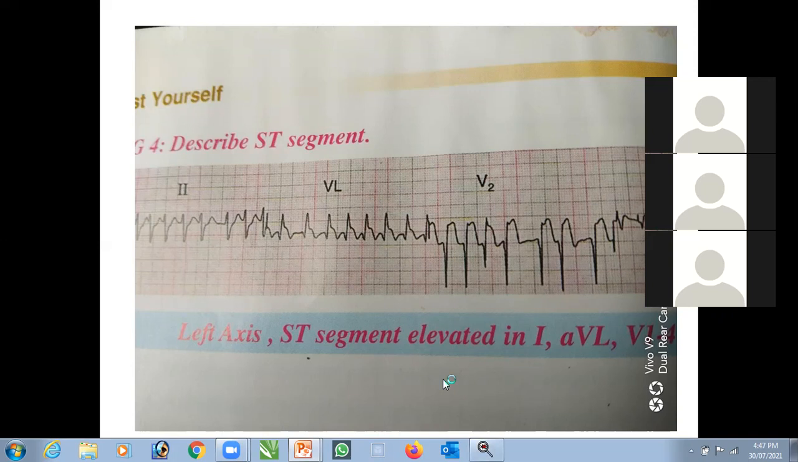So it will only test you the function. The morphology will tell you the anatomy, the structure of the heart, whereas the ECG will tell you the function of the conduction. Is it clear? Yes, sir.